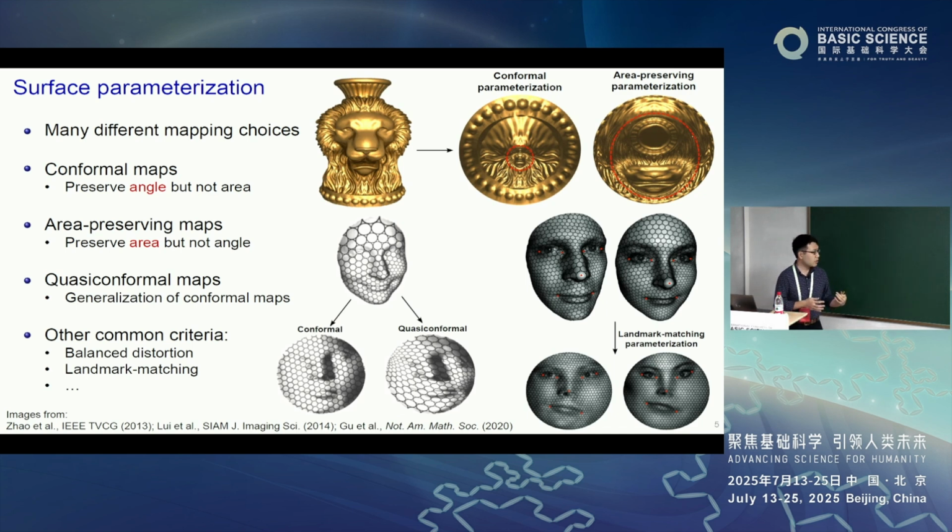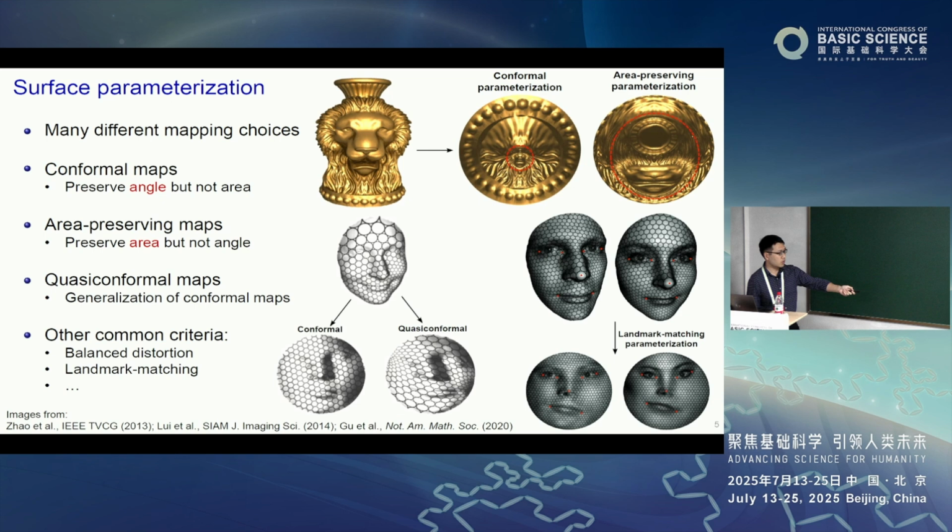And more recently, there have also been considerations of more flexible choices. For example, one choice would be the quasi-conformal mapping, which is a generalization of conformal maps. It allows us to have some distortion in terms of the angles, but we still want to control it and have it bounded. And then, as we also just talked about previously regarding registrations and so on, from time to time we may also have other criteria that we want to achieve, such as balanced distortions or landmark matching properties.